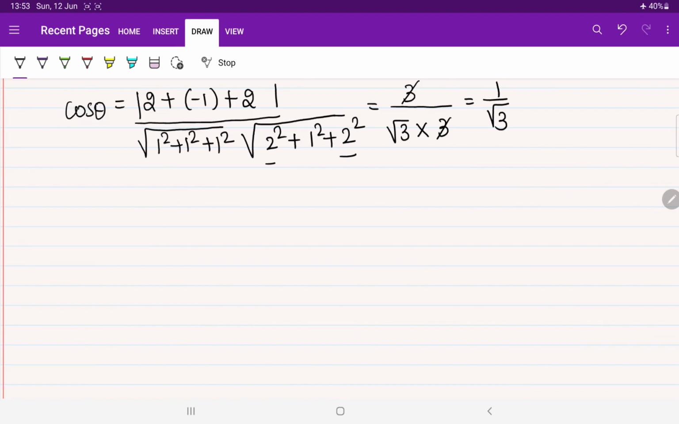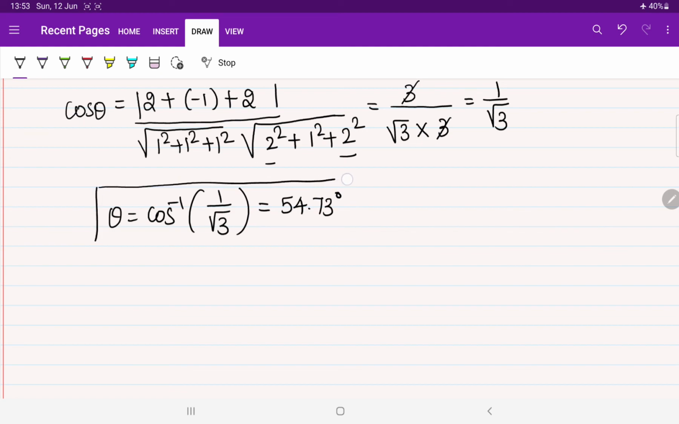So this is cos theta. This is not the answer. In order to know the angle, we have to express cos inverse of 1 upon square root of 3. So what will be the correct expected answer? This is going to be 54.73 degrees. So that is the correct expected answer for the above given function.